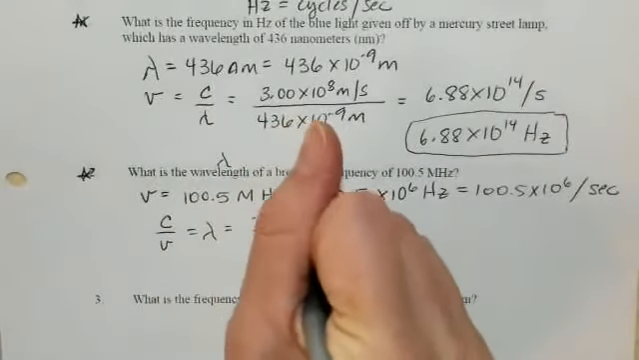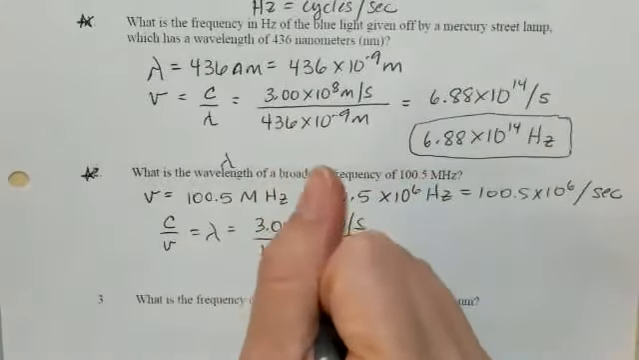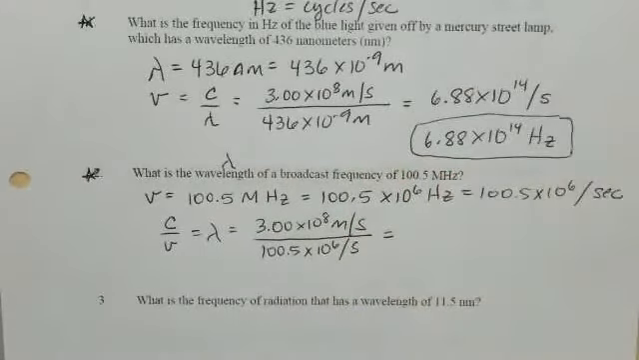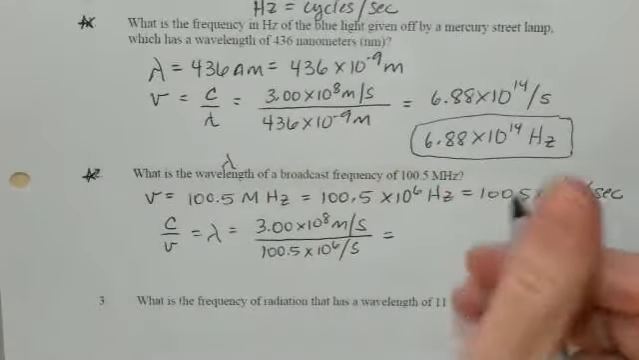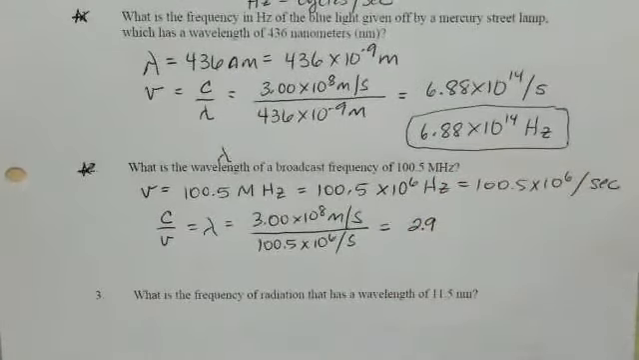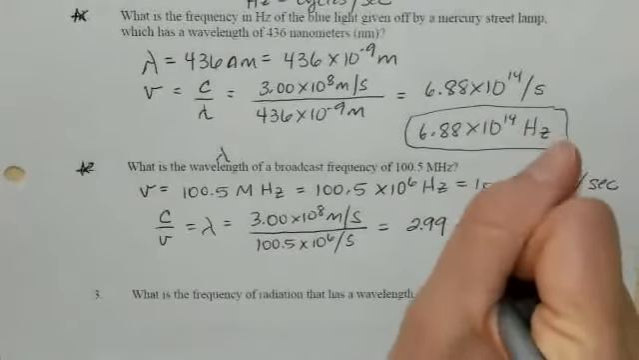So 3 times 10 to the 8 meters per second divided by our frequency, 100.5 times 10 to the 6 per second. So now we can see how that unit of per seconds is going to cancel out. So 3 times 10 to the 8 divided by 100.5 times 10 to the 6. And I get 2.9. Nope, I think I did that wrong. Hold on, let me do that again. 3 times 10 to the 8 divided by 100.5 times 10 to the 6. Oh, no, that's right. Okay, so 2.99 meters.